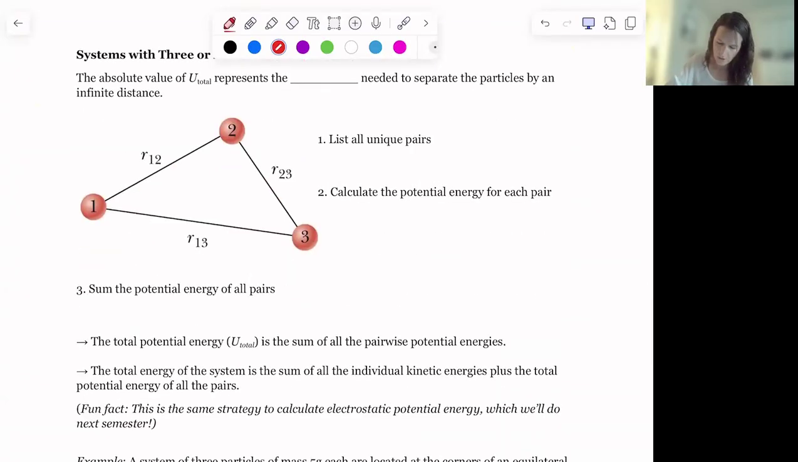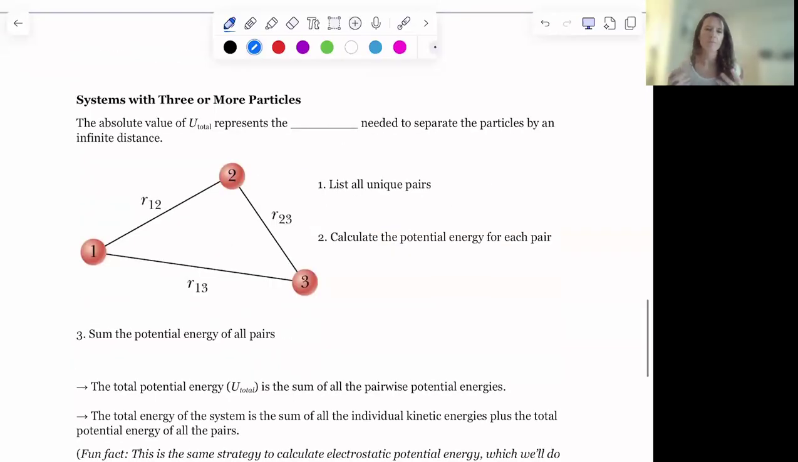Okay. So sometimes you're going to have more than 2 particles that you need to figure out potential energy between. And so the absolute value of the total potential energy represents the work needed to separate the particles by an infinite distance. So what we're going to be working on here is basically, if I have multiple particles, what is the potential energy of all of those existing with each other?